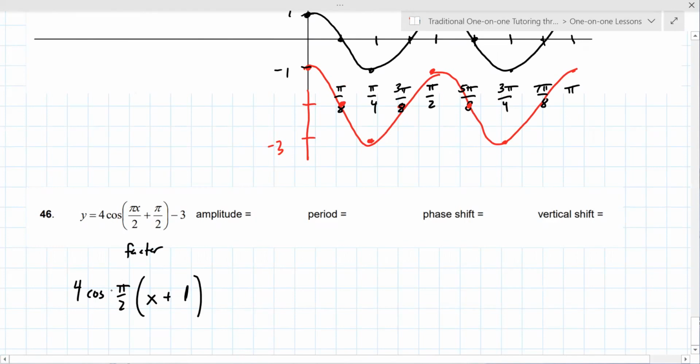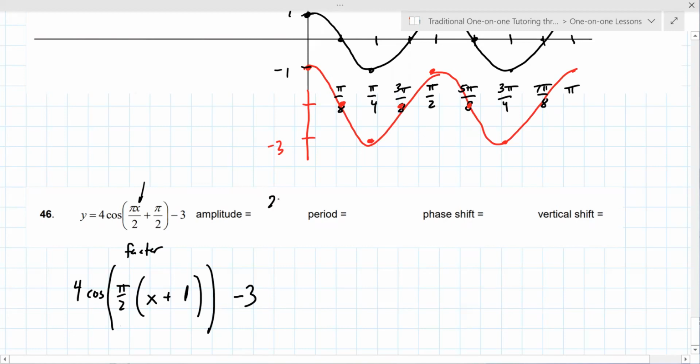It's truly written like this, where the pi/2 is there and the cosine is there. You could add another parentheses if that's helpful. It doesn't really matter, but you need this pi/2. Whatever's in front of x, you factor out. There has to be a 1 in front of the x. That's key here.